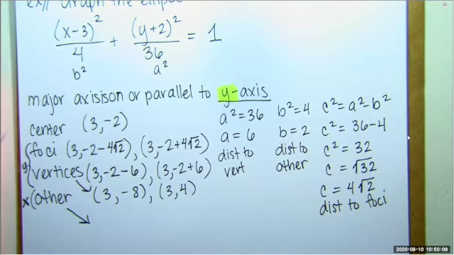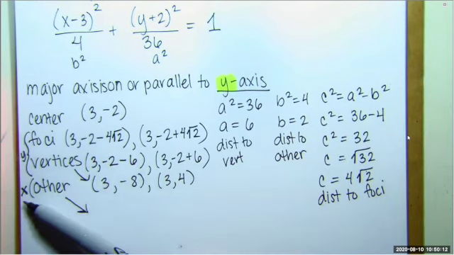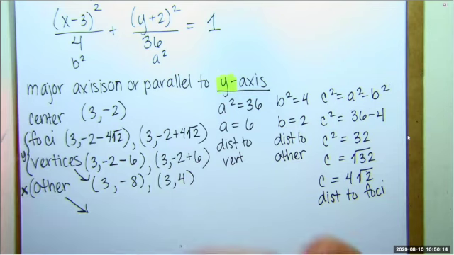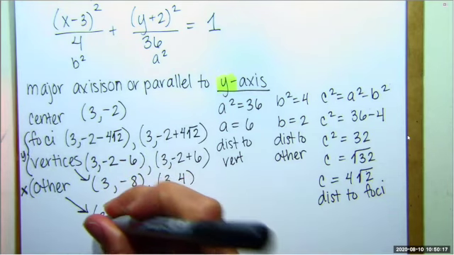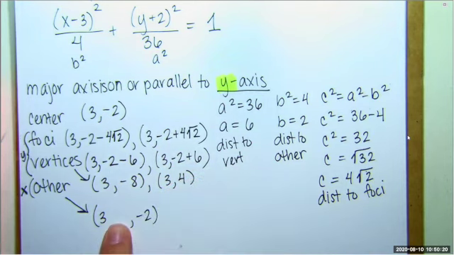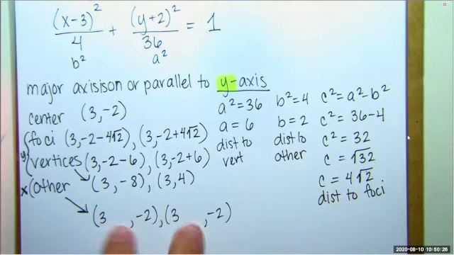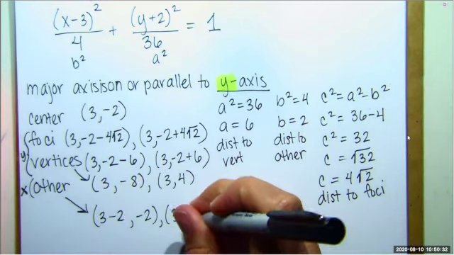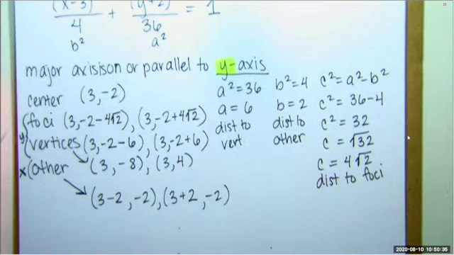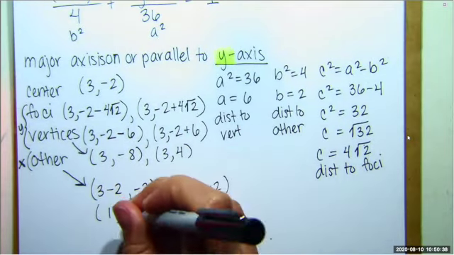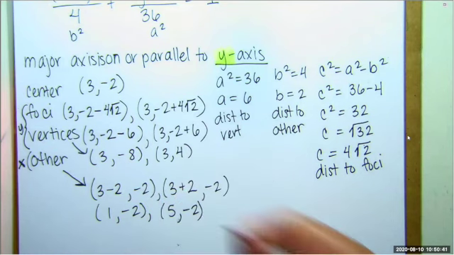All right, the other points, the points of intersection with the minor axis, I'm going to add and subtract B on the x-coordinate. So I want to start with my center, 3, -2, and I'm going to leave a space on the x-coordinate. I need to add and subtract B on the x-coordinate. So I'm going to subtract B and add B. Simplifying that, I get 1, -2 and 5, -2. Any questions so far?